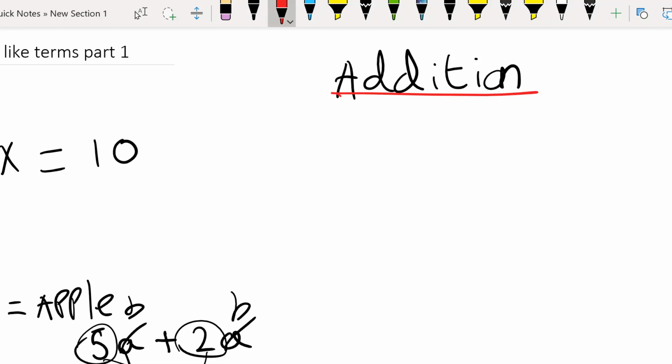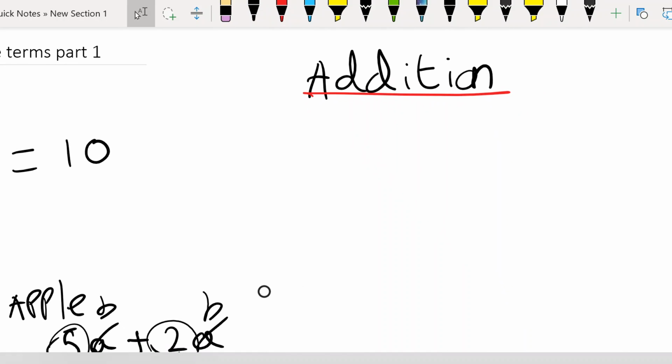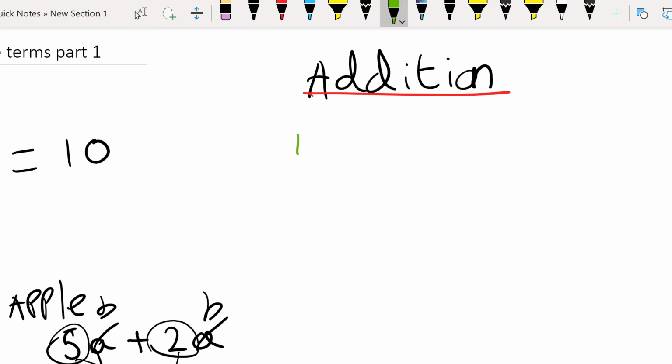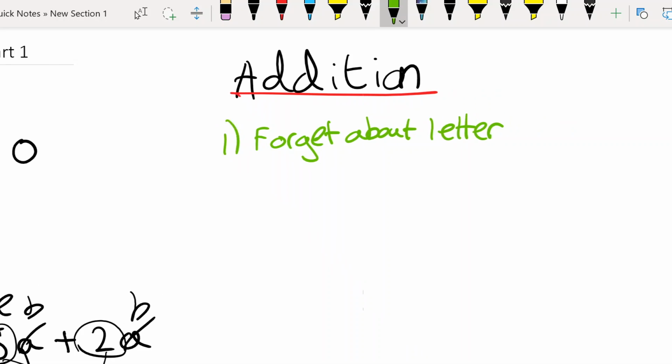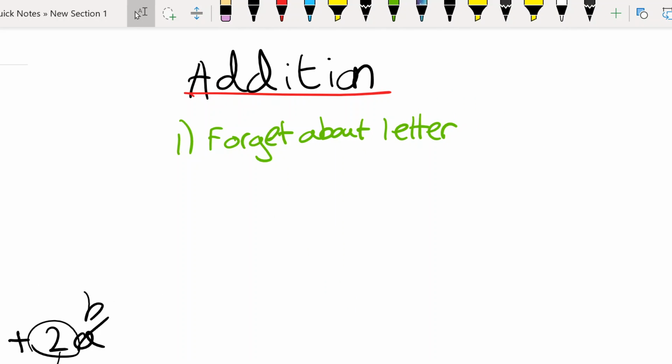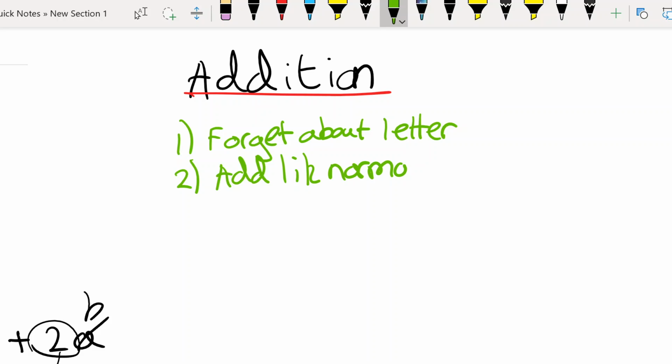So, like I said, don't worry about what the letter is. Step one, forget about the letters or numbers or combination of the letters. Just think of them as objects. Doesn't matter. A, B, C, it's all the same thing. They're just names for things. Okay? And step 2, you just add like normal. You add the numbers up and you keep the letter at the end of the numbers so you still know what you're adding up.